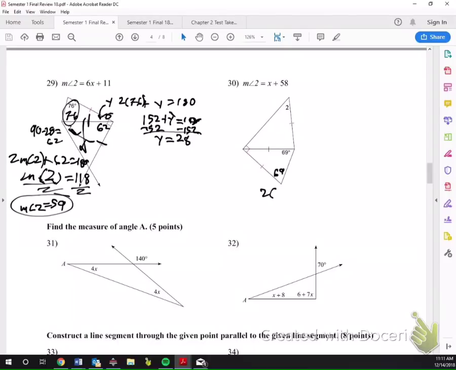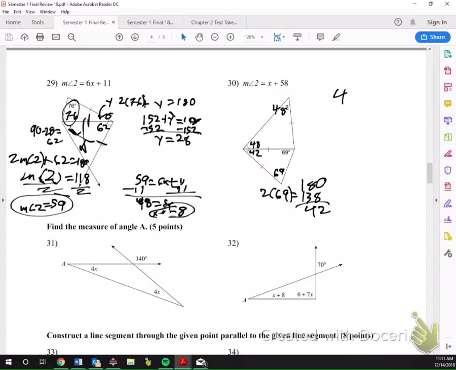Go back and plug in 59. Do I come back and do that? I do. Okay. So go back and plug in 59 equals 6x plus 11. Subtract 11 from both sides. We get 48 equals 6x. Divide both sides by 6, and we get x equals 8. Okay? So that's for 29, x equals 8.